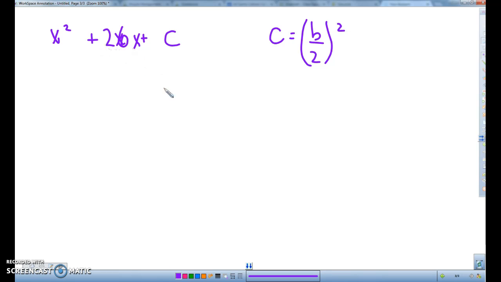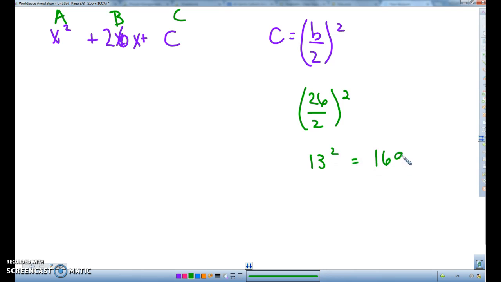And my b value is always that second one. So if you need to label across the top, I know I had some kids do that in the past. So I have a, b, and c. So b is 26. I'm going to plug that straight into my formula. 26 over 2 quantity squared. 26 over 2 gives me 13. 13 squared is 169.